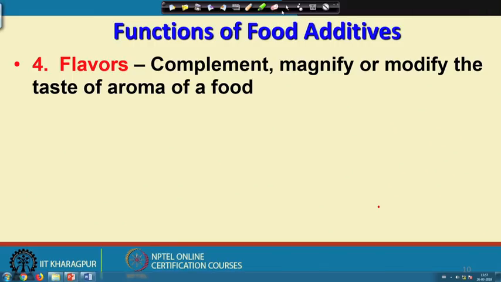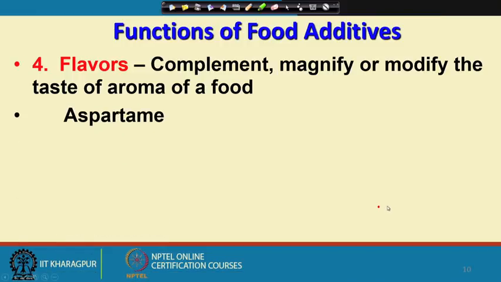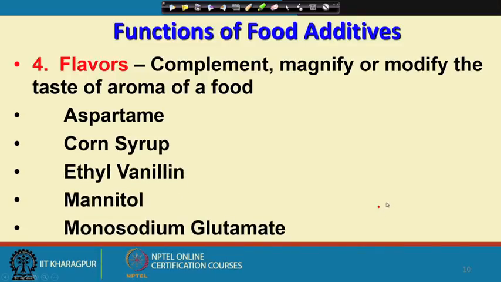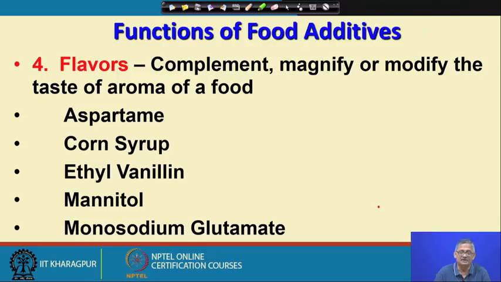Okay. So, to complement, magnify or modify the taste or aroma of the food, this may be a flavor aiding or flavor enhancing agent, right. For example, aspartame, corn syrup, ethyl vanillin, mannitol, monosodium glutamate. Of course, MSG, monosodium glutamate, was also taken as a flavoring material, but nowadays, as I said in some earlier class, the things in the list are getting added or deleted depending on time and again.